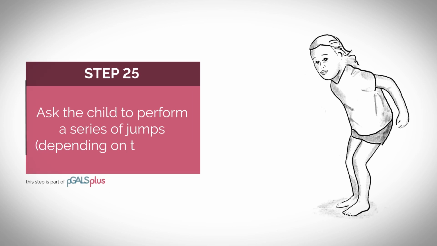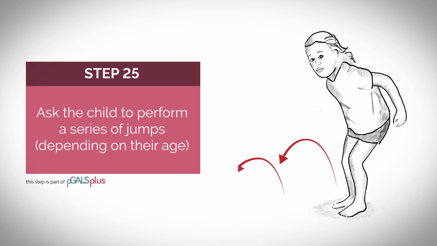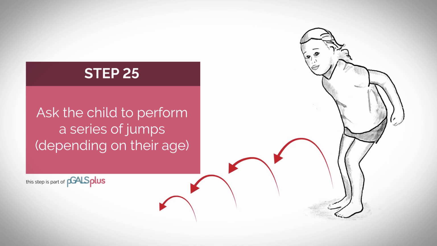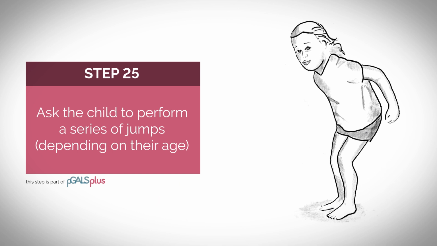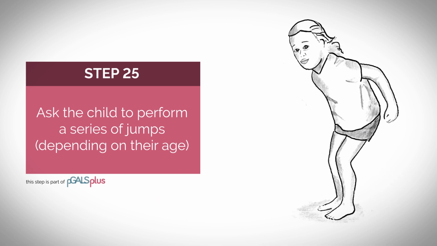Step 25. Ask the child to jump with 2 feet together 3 times forwards for those aged 5 to 6, or a sequence of jumps in an older child, and again look for difficulties, poor balance, weakness, exaggerated arm movements, and a difficulty understanding instructions.